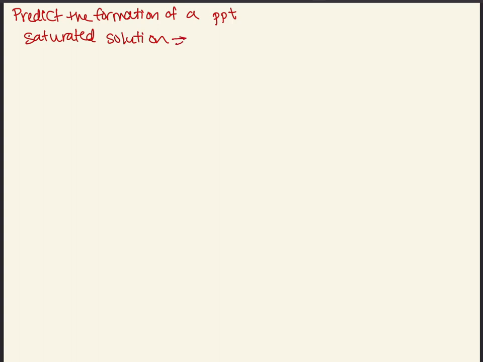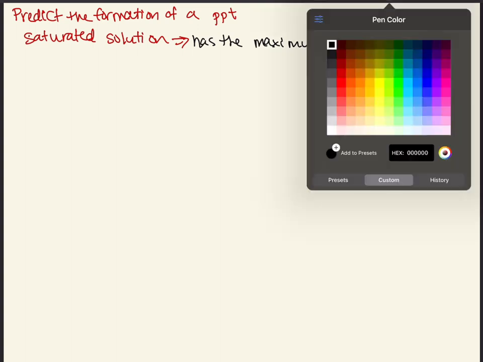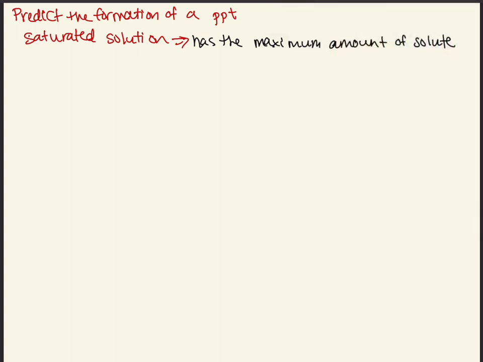A saturated solution is a solution that has the maximum amount of solute. So you can't add any more solute to your solution. If you did, the solute would precipitate out. Now, if you have an unsaturated solution, it means that you don't have the maximum amount of solute and you can add more and have it be soluble.